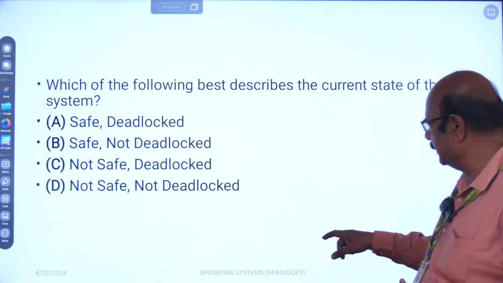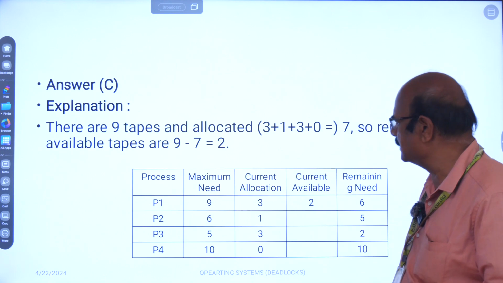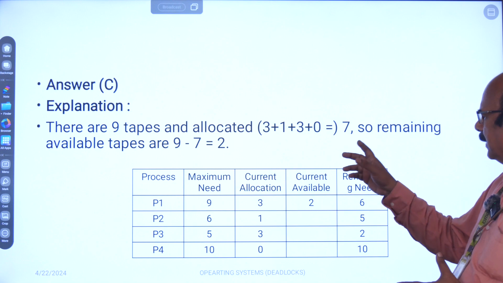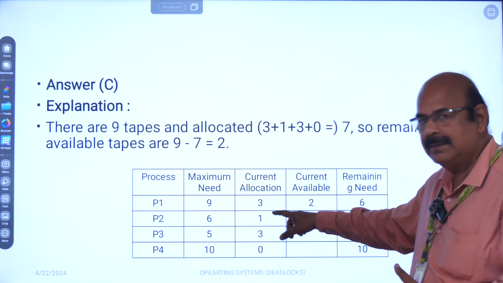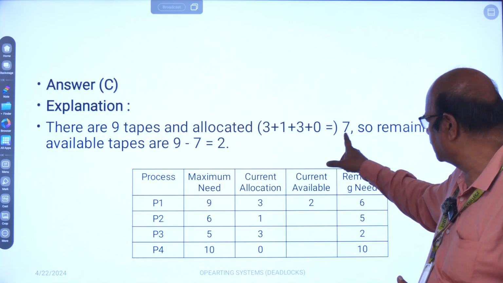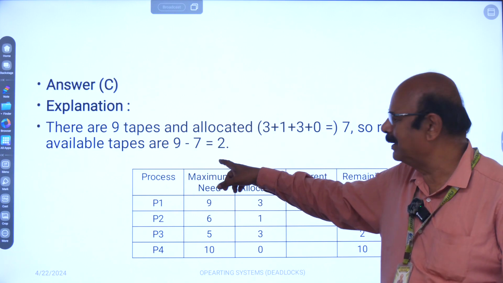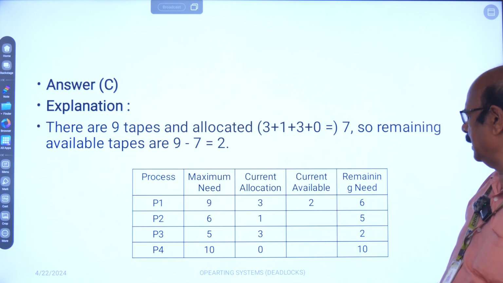So let us see from here that from the explanation there are 9 tapes and the allocated is 3, 1, 3, 0. So that is totally 7. So the remaining available tape is 9 minus 7, which is equal to 2. So that is the thing available.